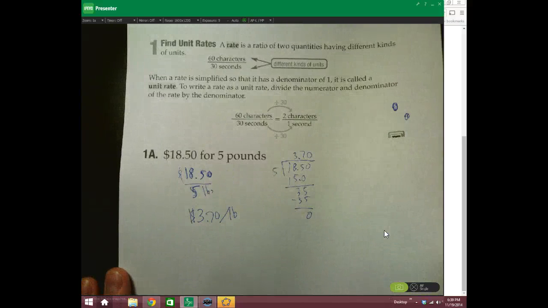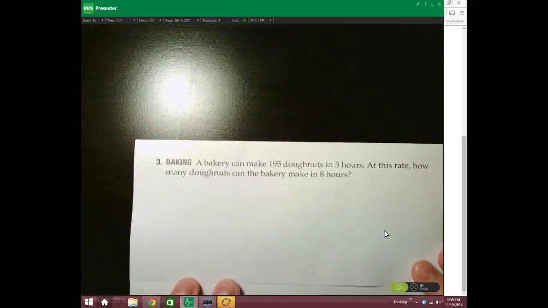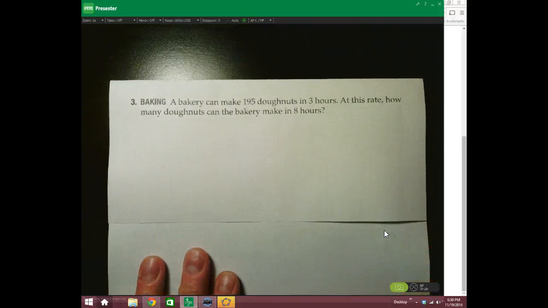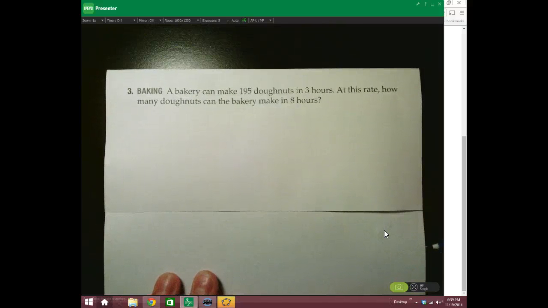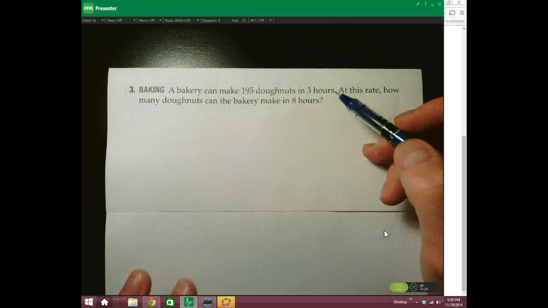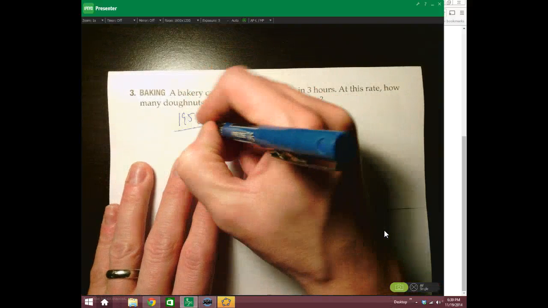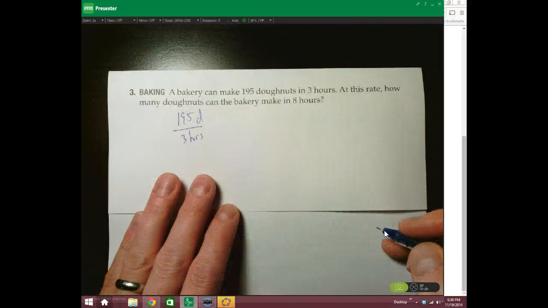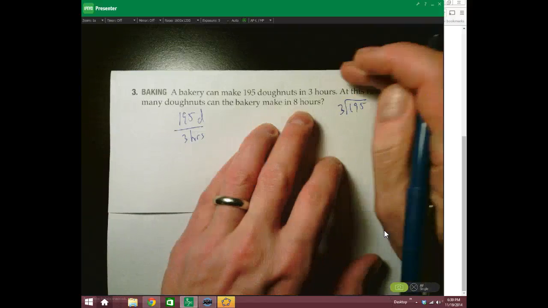So the next problem here is a problem about using a unit rate to find a bigger value. So we've got here, a bakery can make 195 donuts in 3 hours. At this rate, how many donuts can the bakery make in 8 hours? So, our first job is to turn this into a unit rate, to take the 195 donuts in 3 hours and figure out that amount. So 195 divided by 3.